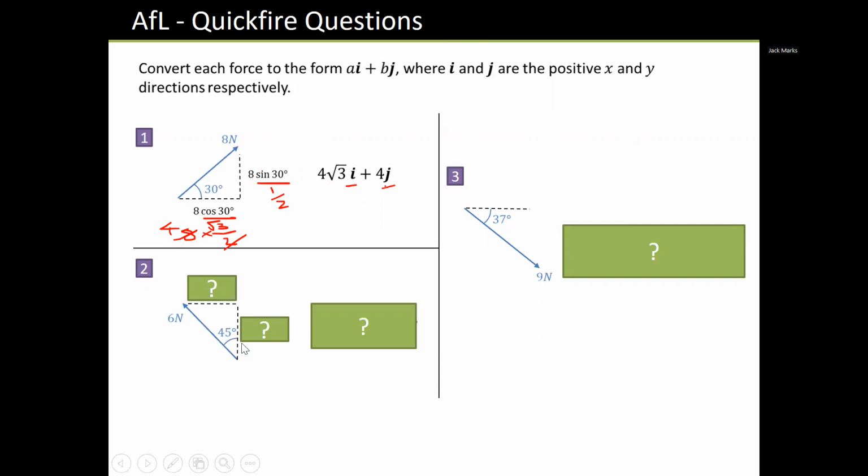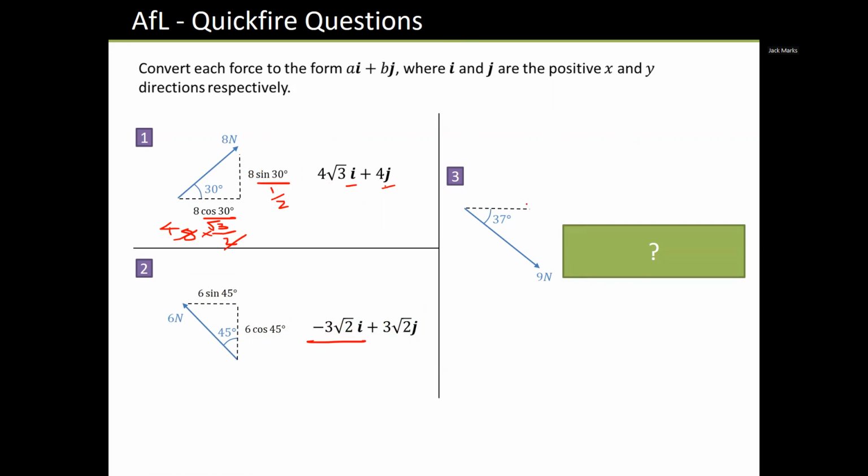Number 2, 45, 6 newtons. So opposite, adjacent, and again, if you wanted to, you could put that into vector format. Remember, with vector format, vectors have a direction. So if it's left for I, it would be negative, and if it were down, it would be negative for j. But it's not, because it's up in this case.